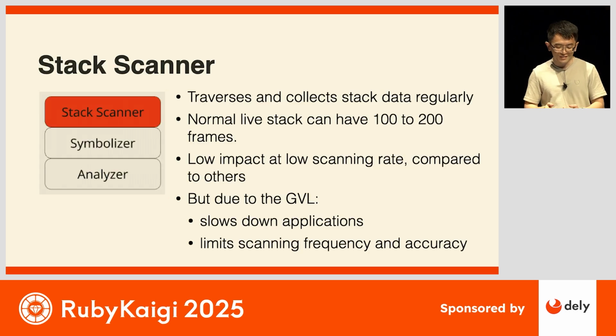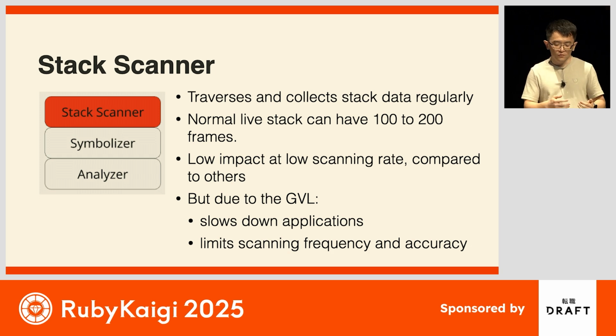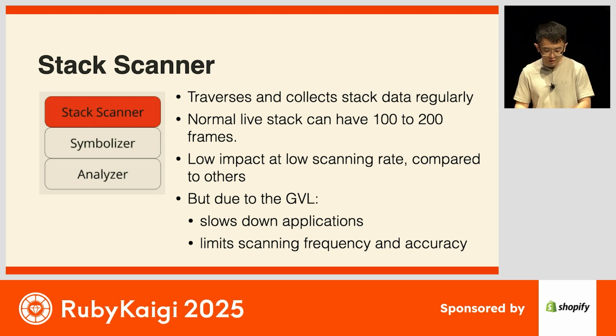However, there is still one last element, the stack scanner. The stack scanner traverses and collects data regularly, maybe every 10 milliseconds or 1 millisecond. A typical live stack can have 100 to 200 frames. For a modern CPU, it can run very fast. That means if we scan a 200-element array, it doesn't take much time. So if we do not scan the stacks at an extremely high sampling rate, this part of the work is light compared to the other two components.